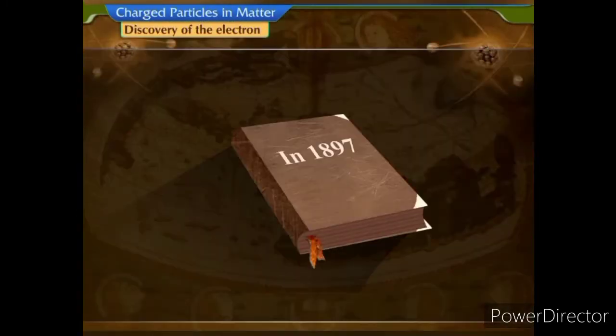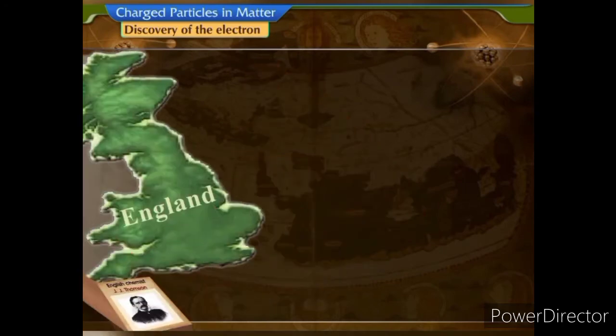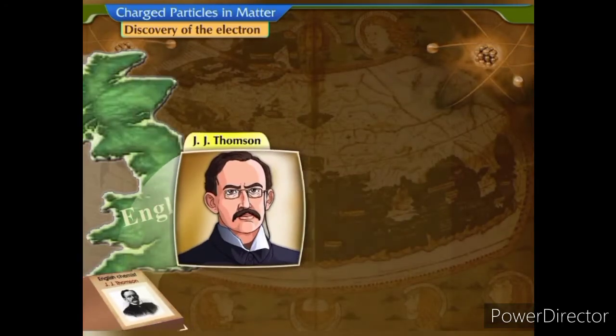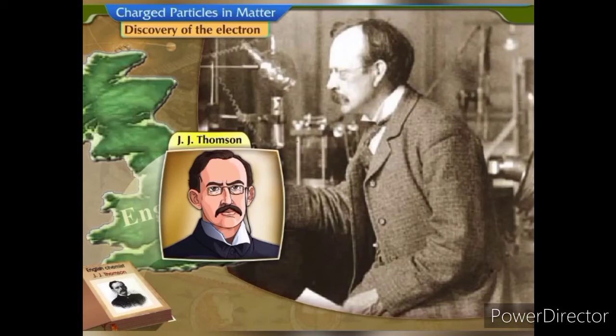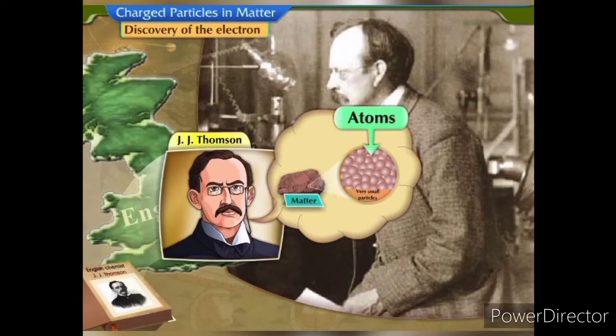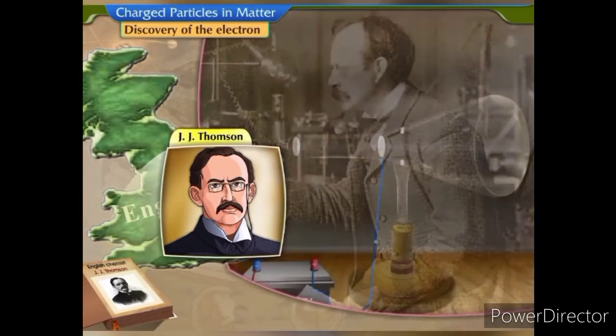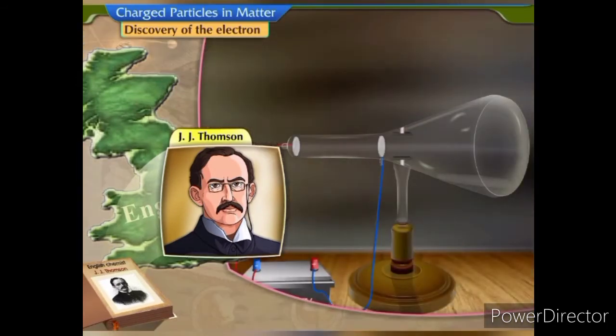Discovery of the electron. In 1897, an English chemist, J. J. Thomson, conducted some experiments on the structure of an atom. Thomson discovered that there existed some particles in an atom. He carried out his experiments using a cathode ray tube.